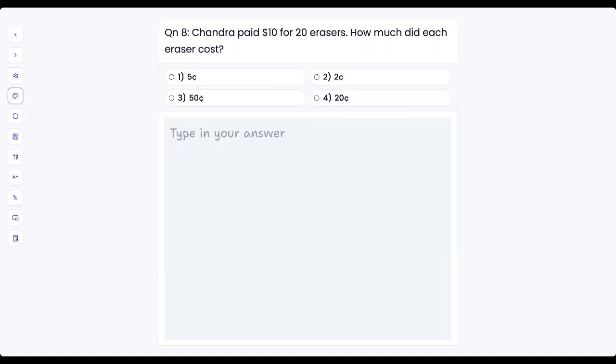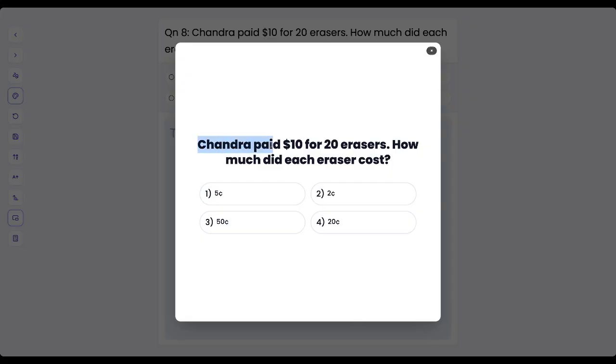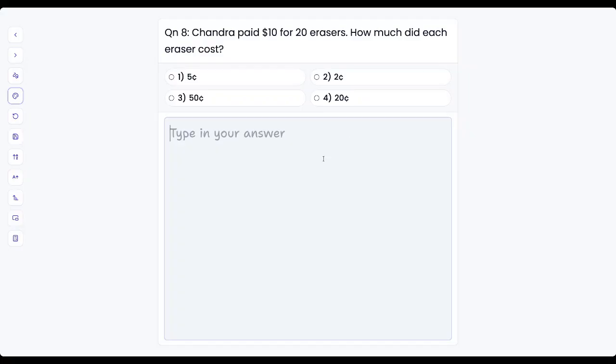Question number 8. Chandra paid $10 for 20 erasers. How much did each eraser cost? So we know that 20 erasers are equal to $10. But what is $10 actually? $10 is equal to how many cents? If you guess 100 cents, you're almost there.